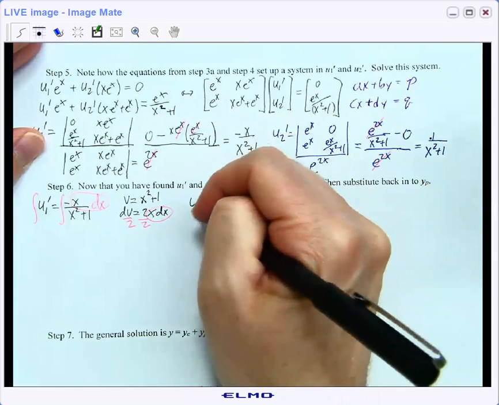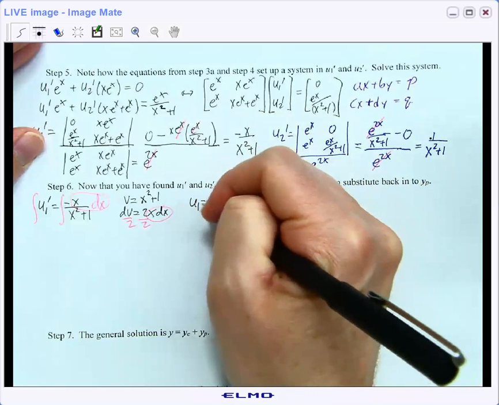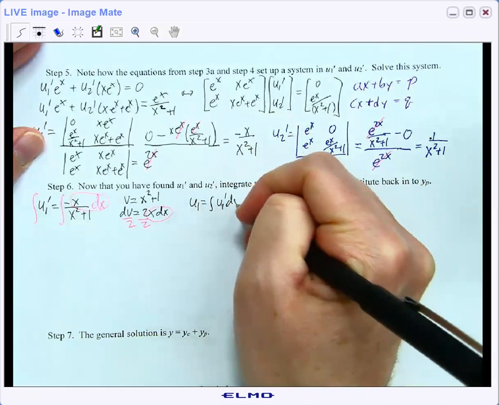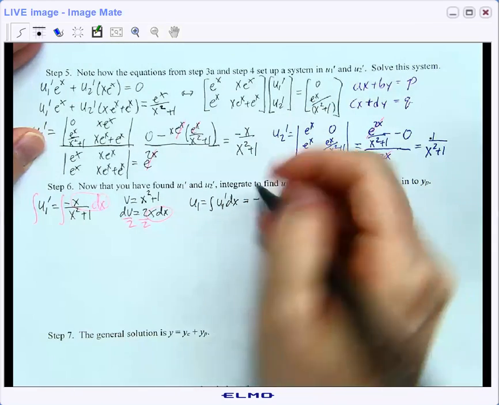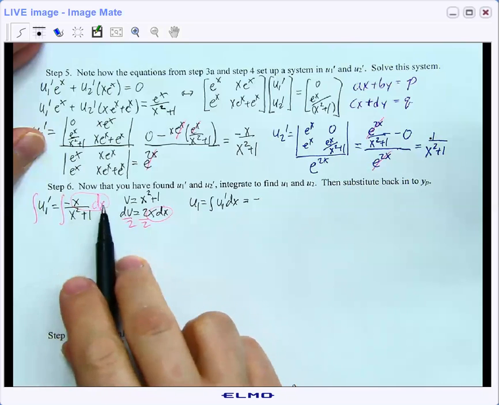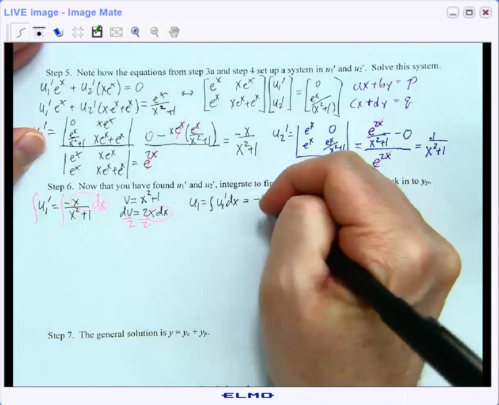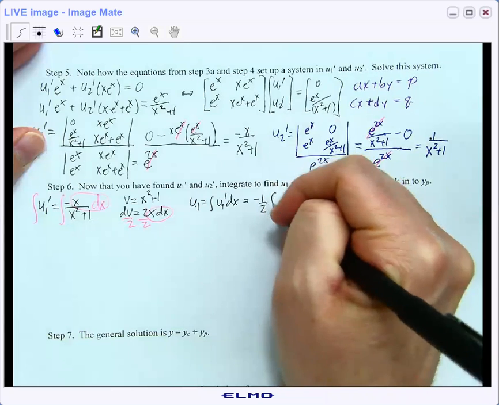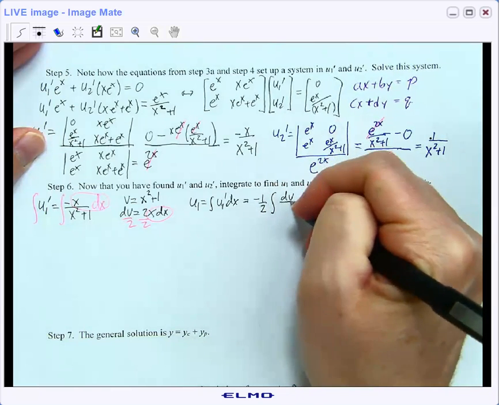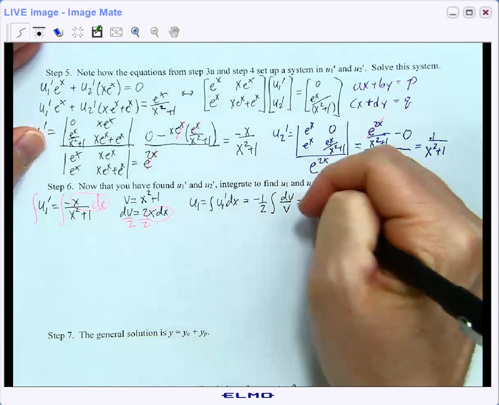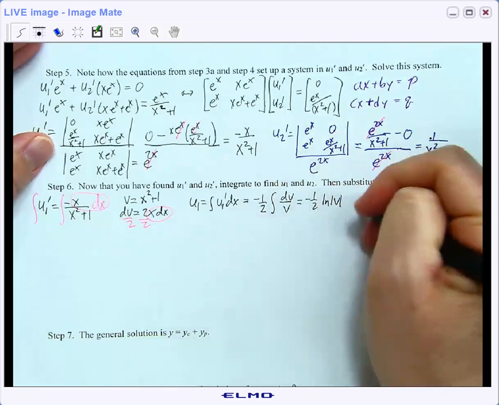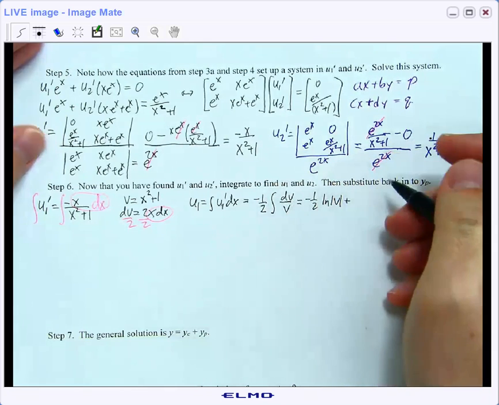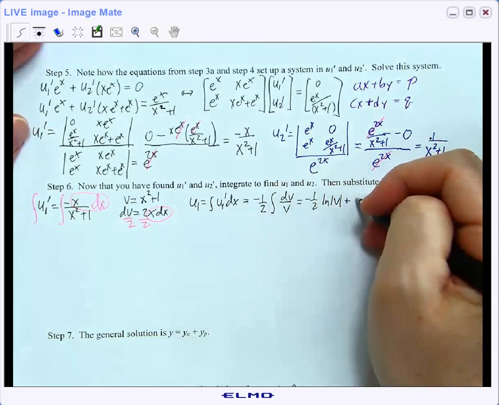And I will find out that u1, being the integral of u1 prime dx, is going to be equal to negative, this is dv over 2. I'll pull that constant out front: negative 1/2 integral of dv over v, which is negative 1/2 natural log of the absolute value of v plus some constant. I'll call him K1.